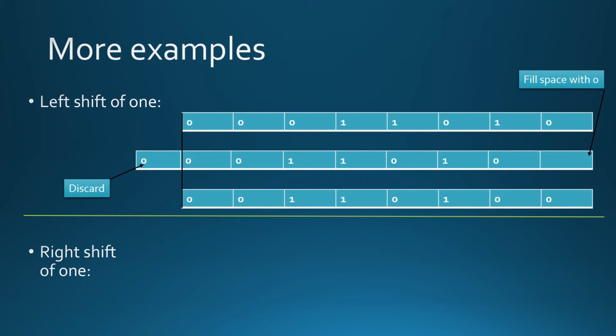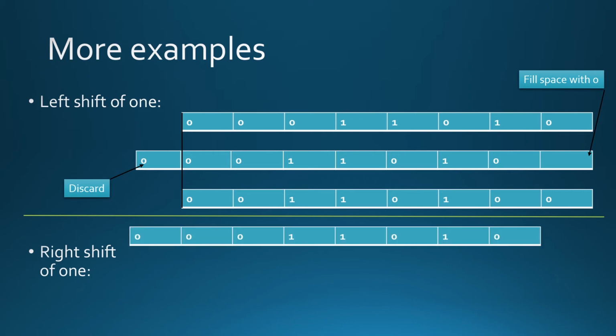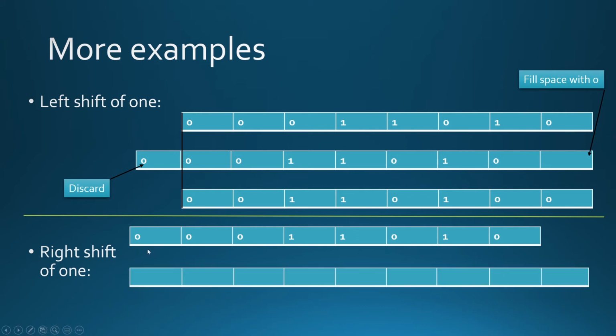What about a right shift? Here's another number. We're going to right shift it, so we can go this way this time. Let's start from the left edge. Let's move this 0 down to here, this 0 down to here, this 0 down to here, this 1 to here, this 1 to here, this 0 to here, this 1 to here, and this 0 to here.